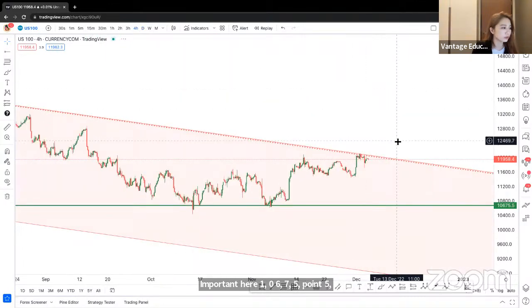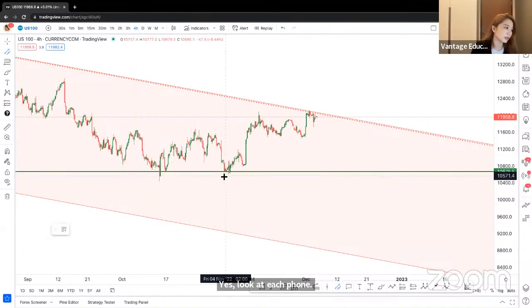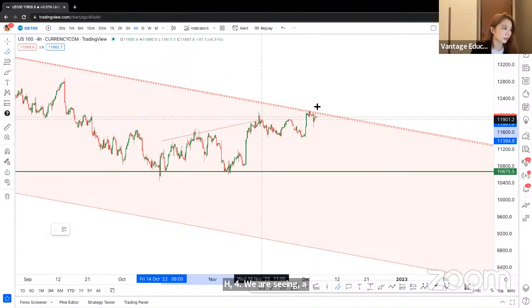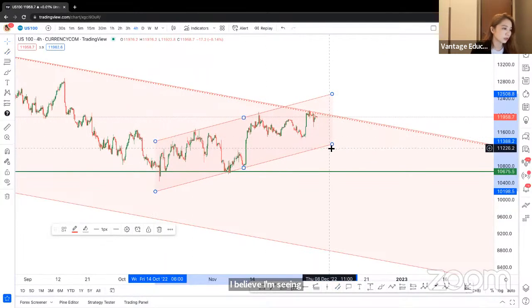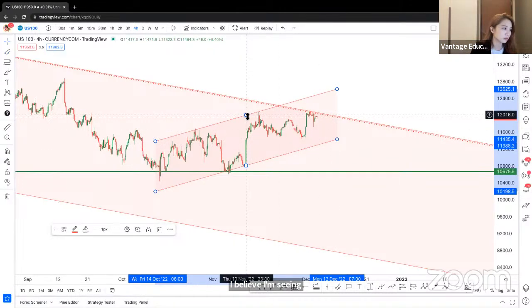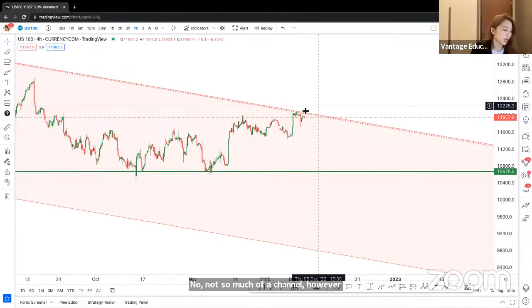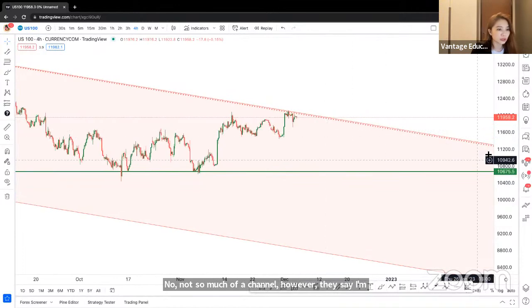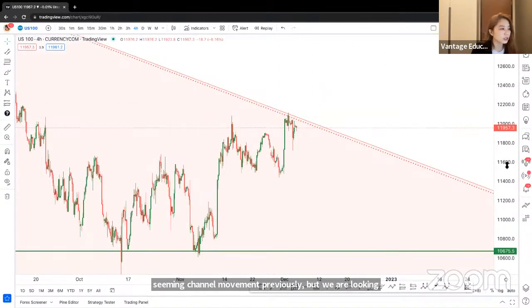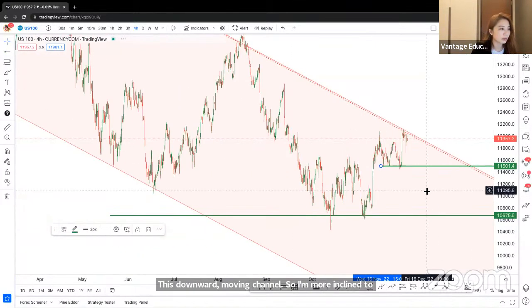Let's look at H4. I believe I'm seeing not so much of a channel. However, there is an upward seeming channel movement previously, but we are looking at the price struggling to actually exit this downward moving channel. So I'm more inclined to look at a downward movement rather than an upward movement.